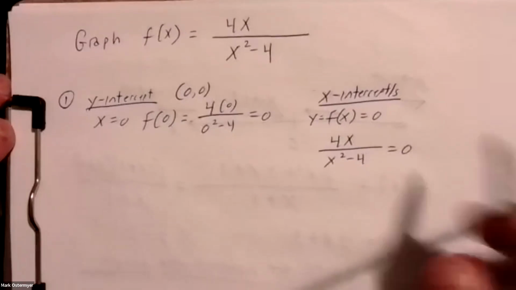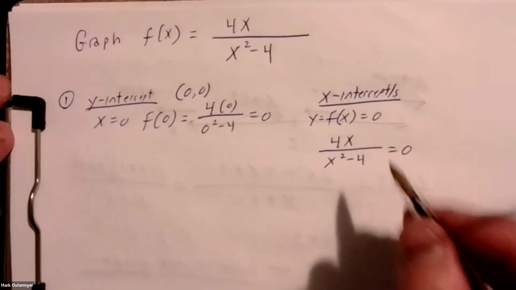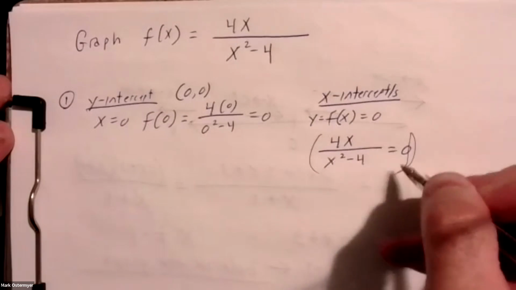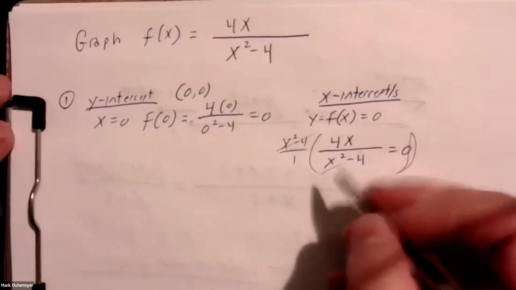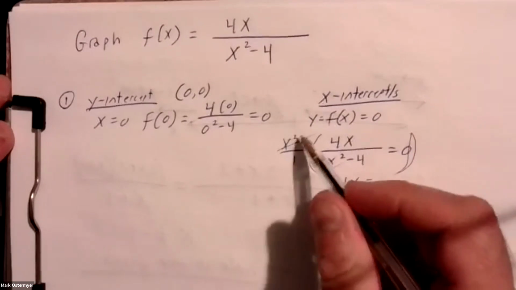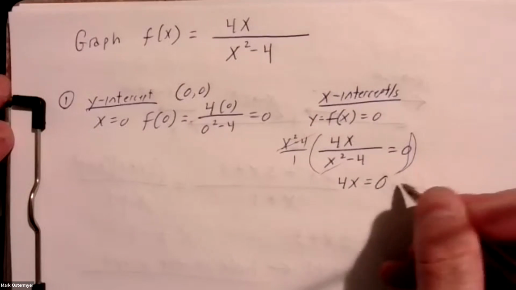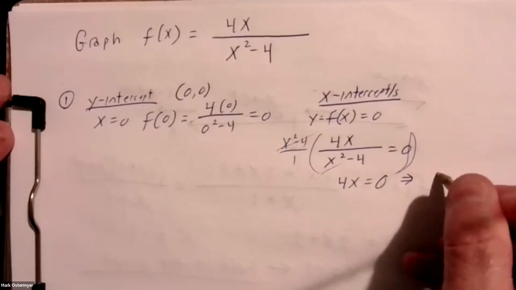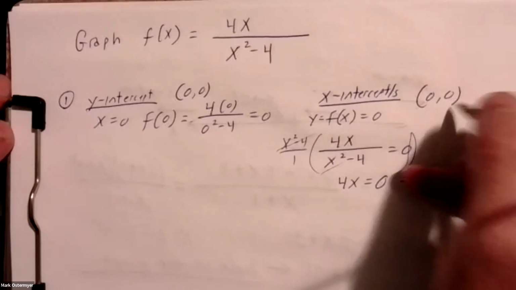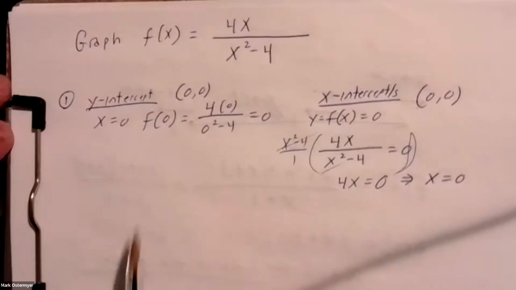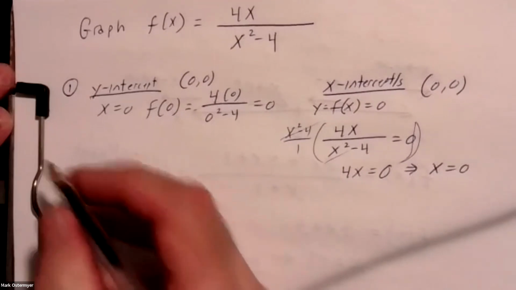And ladies and gentlemen, if I was to solve this equation for x by multiplying both sides by x squared minus 4, I would see that the x squared minus 4 is dropped here, leaving me with 4x. And if I multiply the right side by x squared minus 4, I'm left with 0. Solving for x, we see that our x-intercept is 0. Hence, the origin is the x-intercept. It's also the y-intercept. All right.